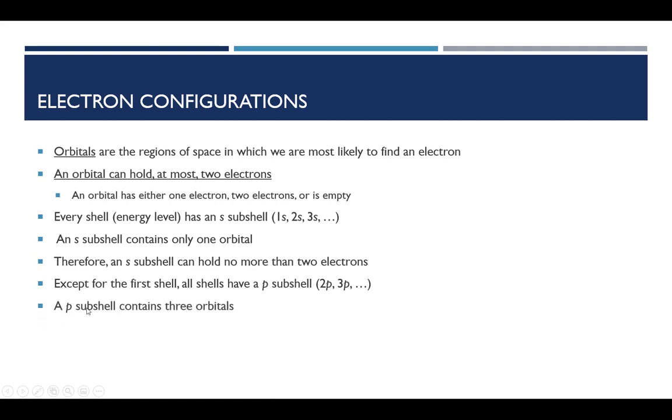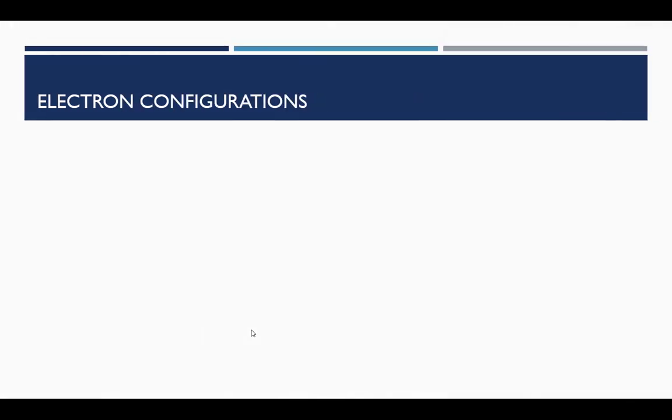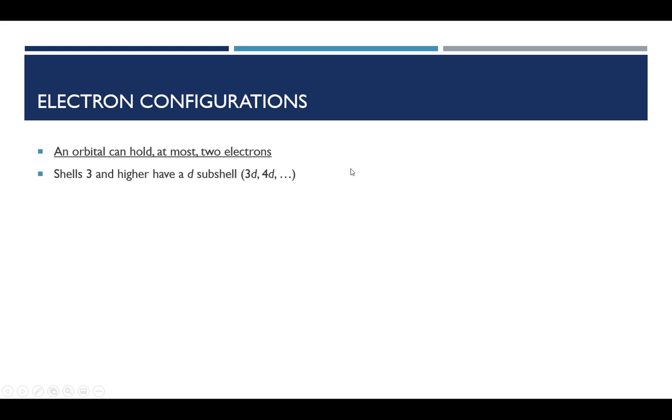P subshells contain 3 orbitals, unlike S, which only contained 1. And remember what we underlined up here? We said that an orbital can hold 2 electrons at most. So 3 orbitals, 3 times 2, would mean we can hold up to 6 electrons. So here's a reminder again: orbitals can hold at most 2 electrons.